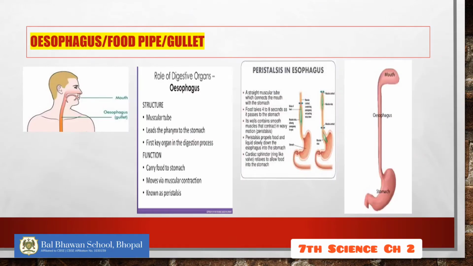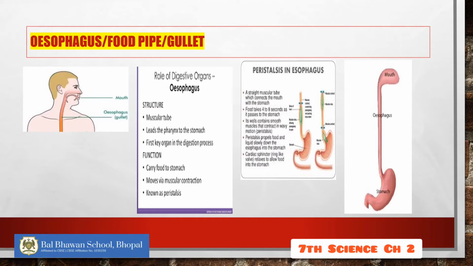Coming to the first part, that is the esophagus, which is commonly known as the food pipe or gullet. Basically, it is a muscular tube-like structure which starts from the mouth and opens into the stomach. It is the first organ in the digestion process, but as such, no digestion takes place in it. It is just a muscular tube-like structure. The function of the esophagus is to push the food into the stomach.